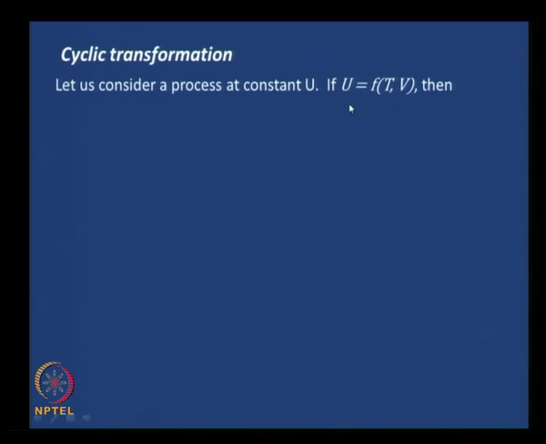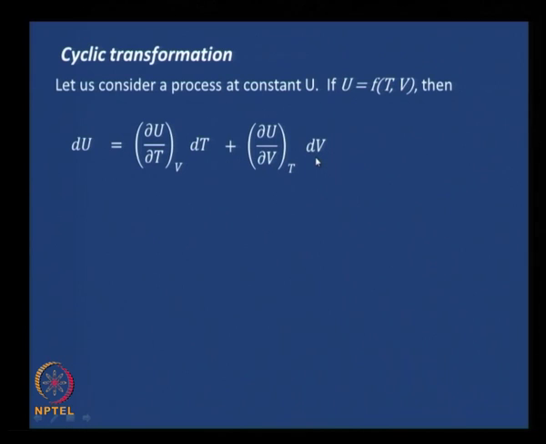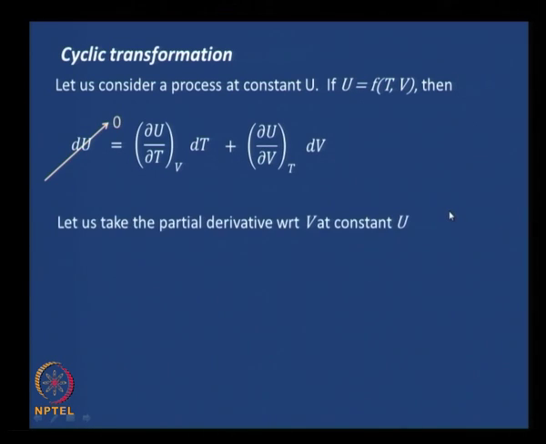If we write u, internal energy, as a function of t and v, then we are all very familiar with this expansion now. The total differential du when it is a function of t and v is dou u dou t at constant v dt plus dou u dou v at constant t dv. Now, note that this is a process at constant u, and therefore the total differential is going to go to 0. Let us just consider that for the time being for our manipulations.